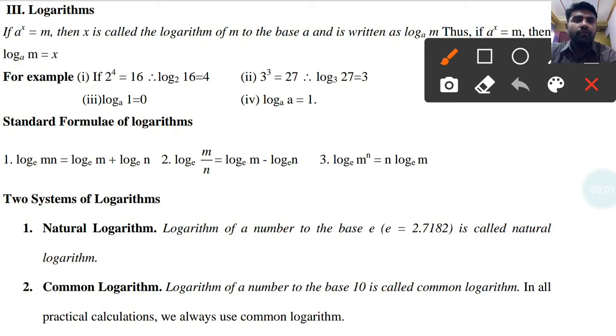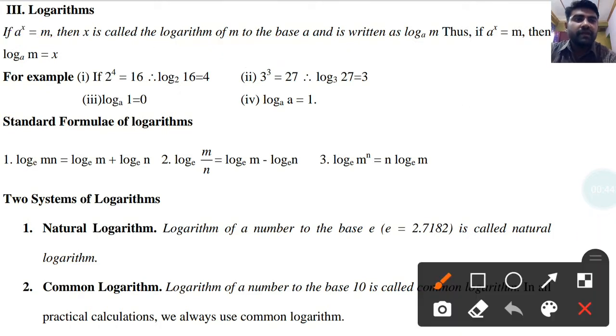Now if a raised to x is equal to m, then x is called the logarithm of m to the base a and is written as log m base a. That is logarithm. So base a, logarithm m, that is a raised to x is equal to m, so x is equal to log m base a, because the power is x here.